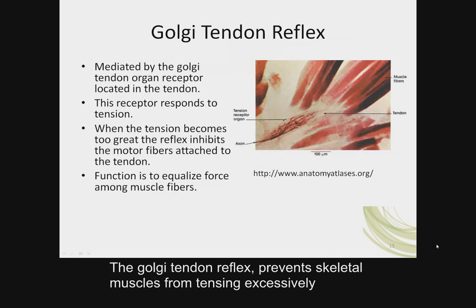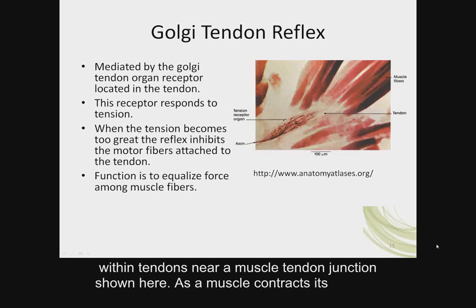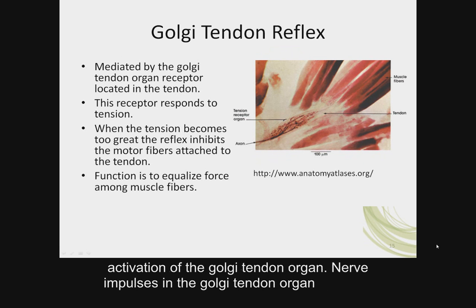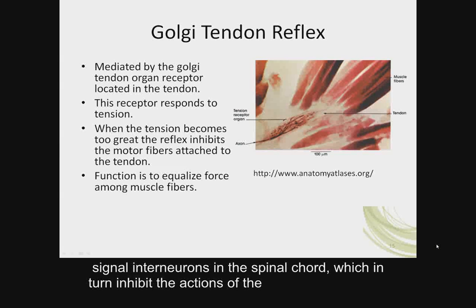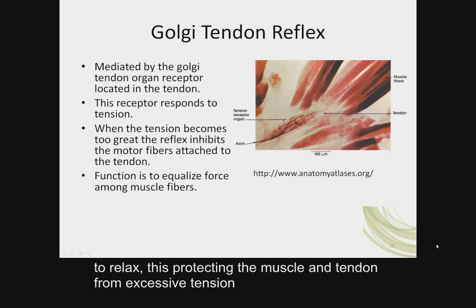The Golgi tendon reflex prevents skeletal muscles from tensing excessively during active tension. Golgi tendon organs are nerve endings that are located within tendons near a muscle-tendon junction, shown here. As a muscle contracts, its associated tendon stretches, resulting in increased tension in the tendon and activation of the Golgi tendon organ. Nerve impulses in the Golgi tendon organ signal interneurons in the spinal cord, which in turn inhibit the actions of the motor neurons. When the motor neurons are inhibited, the associated muscle is allowed to relax. This protects the muscle and tendon from excessive tension damage.